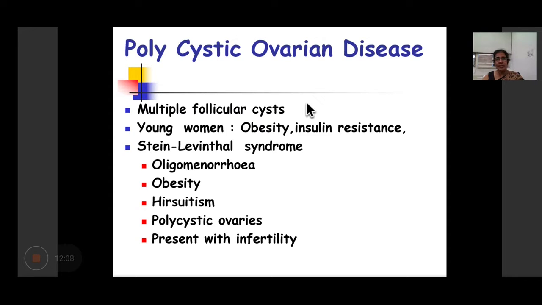So the components which are seen in polycystic ovarian syndrome, called the Stein-Leventhal syndrome, are oligomenorrhea, obesity, hirsutism, increased facial hair, and polycystic ovaries, and it generally presents with infertility.